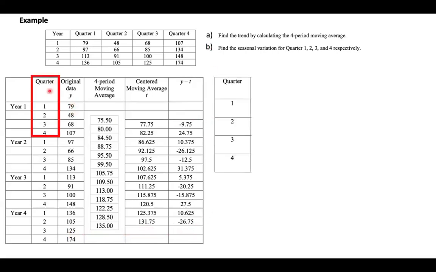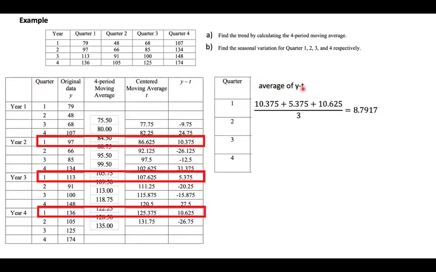Now, looking at the quarters, we have 1, 2, 3, 4. Then I will make a new table. Quarter, 1, 2, 3, 4. And I want to find the average of the y minus t. What does that mean? So for quarter 1, we look at quarter 1, 1, 1. There are only 3 quarter 1. And then we take those numbers, the average of the y minus t. So divided by 3. So each of these numbers, add them up, divided by 3. So 10.375 here, 5.375 here, and 10.625 here. And then average, meaning we divide by 3, then we get 8.7917.